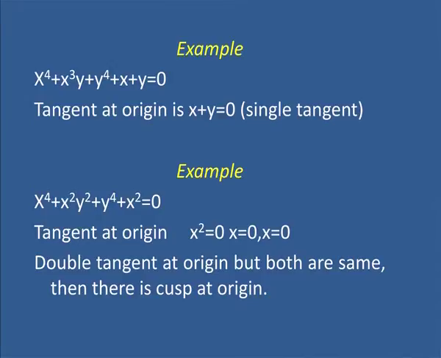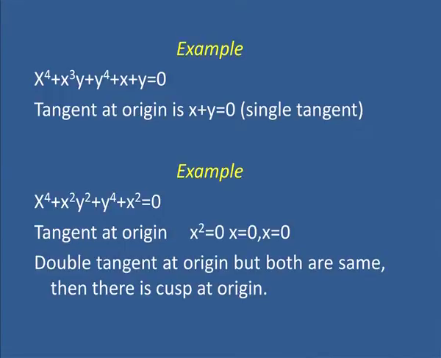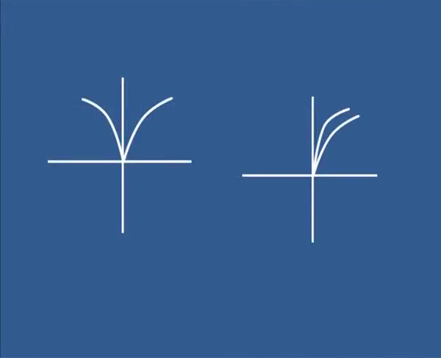This is a single tangent. Similarly, example 2, x to the power 4 plus x square y square plus y to the power 4 plus x square is equal to 0. In this equation, the lowest degree term is x square. If we equate it to 0, the tangent at the origin gives x square is equal to 0, that is x is equal to 0 twice. It represents a double tangent at the origin, but both tangents are the same. Therefore, there is a cusp at the origin, as shown in the picture.